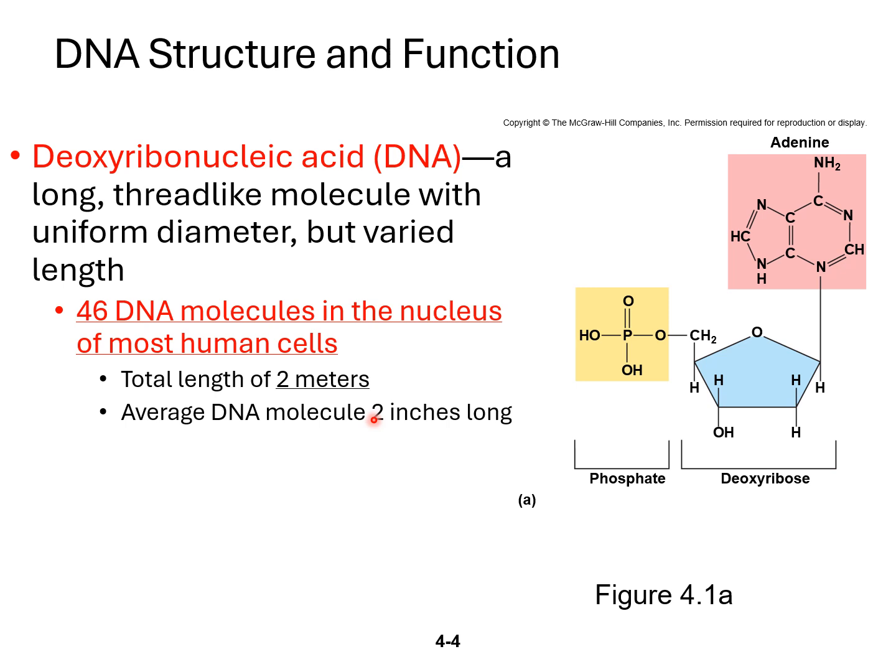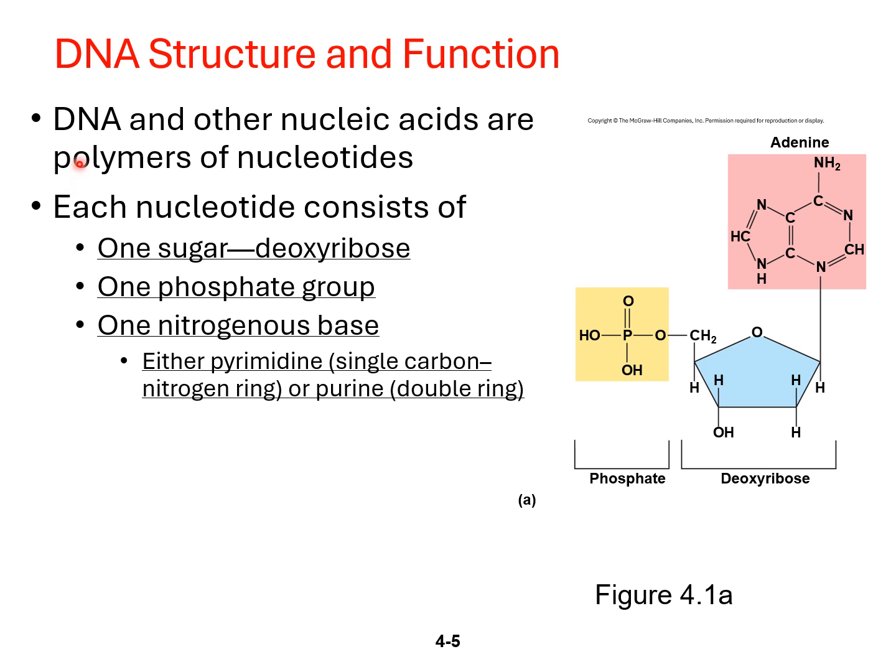What is DNA made up of? A base, a sugar, and a phosphate group. The base can change. So DNA and other nucleic acids are polymers of nucleotides: one sugar, one phosphate, one nitrogenous base, either pyrimidine or purine.